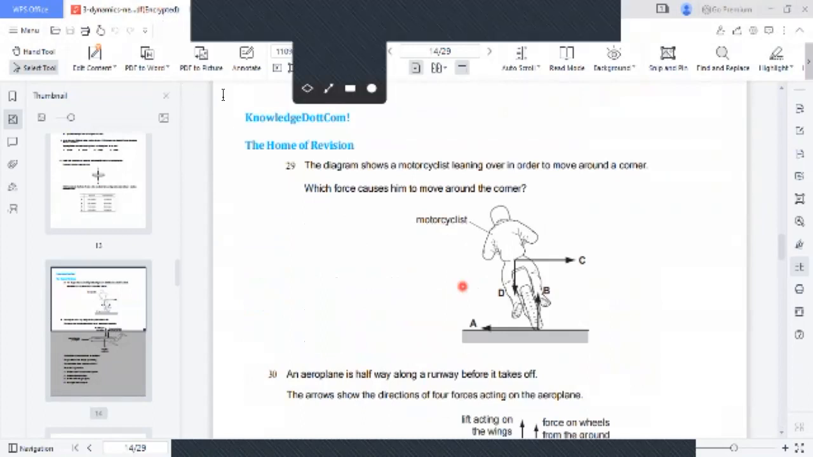The diagram shows a motorcyclist leaning over in order to move around a corner. It means the motorcyclist is planning to take a turn, moving around a circular track. When there is a circular track, it means there is a centripetal force, and centripetal force is towards the center of the circle.